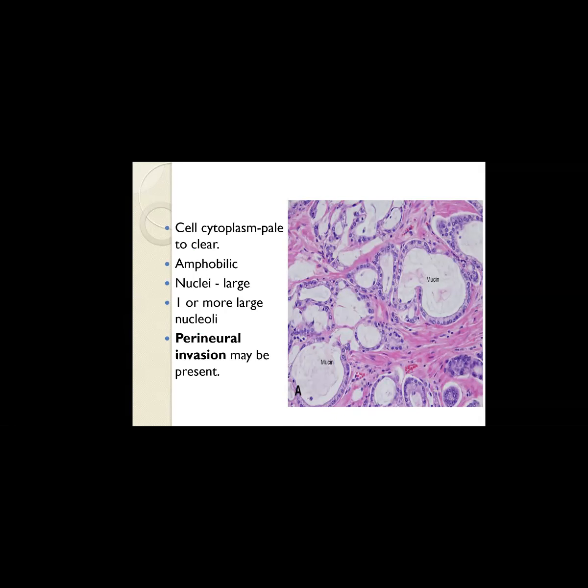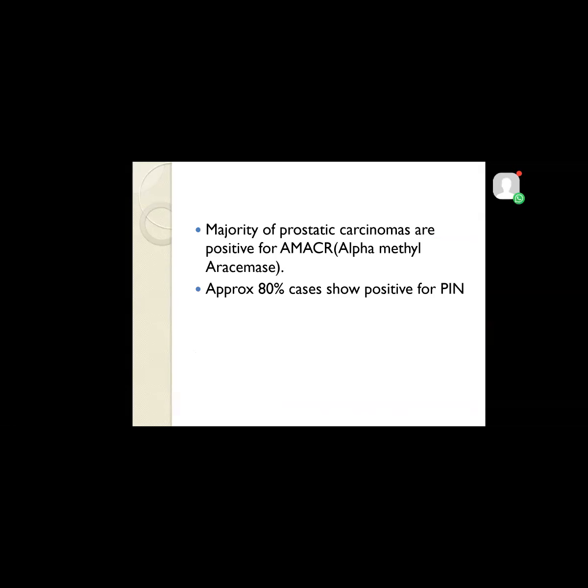Okay, and in the prostate we usually have to look for perineural involvement. Perineural invasion may be present. You have to look for it. When you receive prostatic tissue, you have to look for perineural invasion because it is more common. Okay, the majority of prostatic carcinomas are positive for alpha-methylacyl-CoA racemase, and approximately 80% will be positive for PIN.